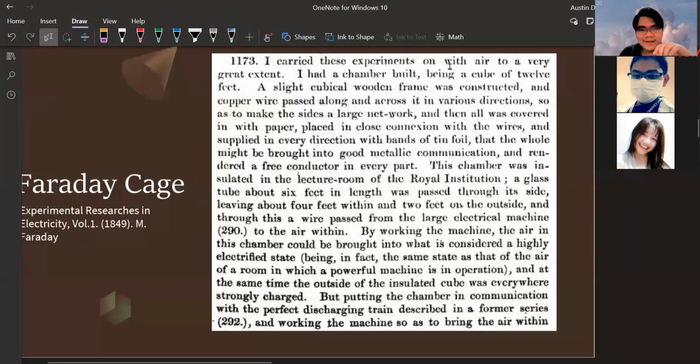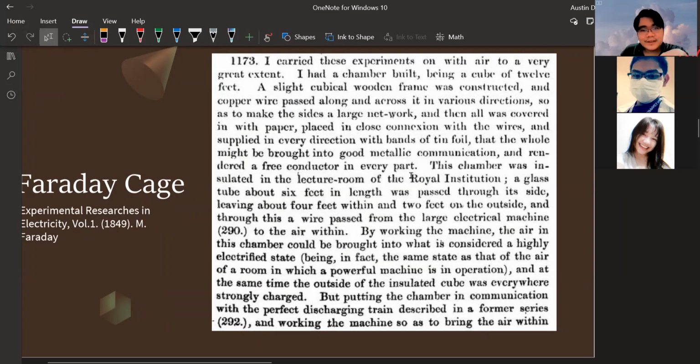Okay, so I carried these experiments on with air to a very great extent. I had a chamber built being a cube of 12 feet. A slight cubical wooden frame was constructed and copper wire was passed along and across it in various directions. So binalot niya yung cube niya with copper, so as to make the sides a large network. And then all was covered in with paper, bali insides binalutan niya ng papel, placed in close connection with the wires, and supplied in every direction with bands of tinfoil that the whole might be brought into good metallic communication and rendered a free conductor in every part. So, ang point lang is gumawa siya ng chamber na gawa sa bakal.